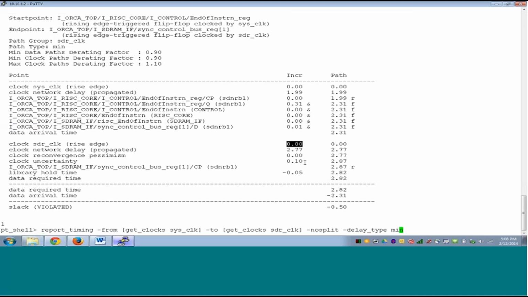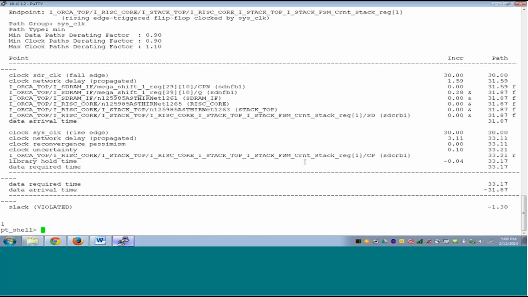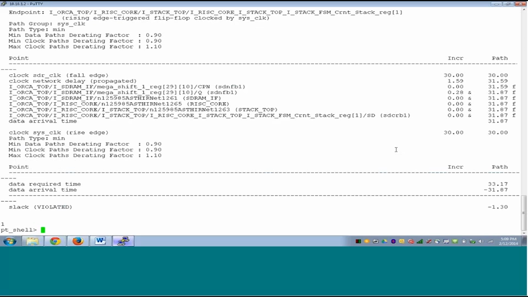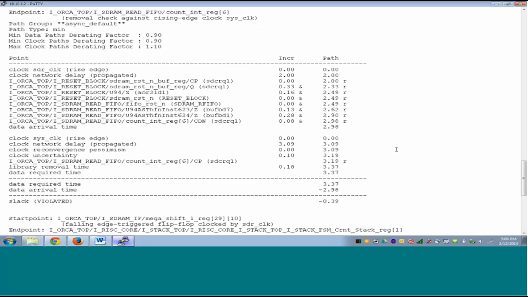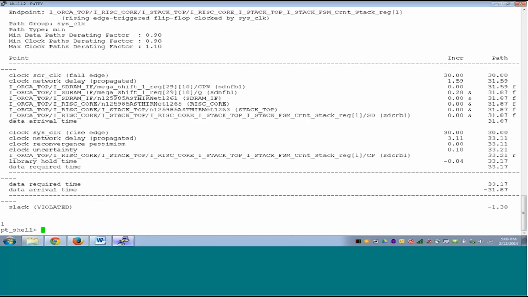You can do the other way around also now. Let's say from SDR to sys clock, delay min. Okay, 30-30. 30-30 is the same as 0-0. No difference. But here, see here it's 0-0. Here it is 30-30. So 0-0 is exactly the same as 30-30. It's no difference. So sometimes PrimeTime will go to the other one. So it's saying 30-30 here.